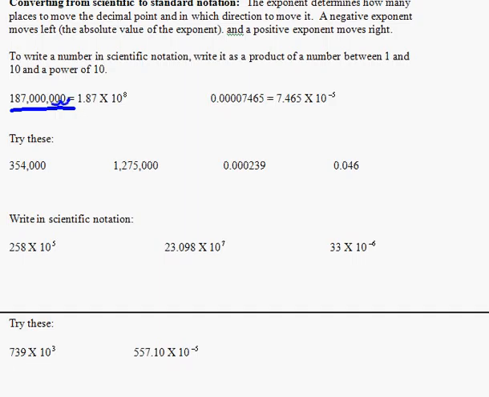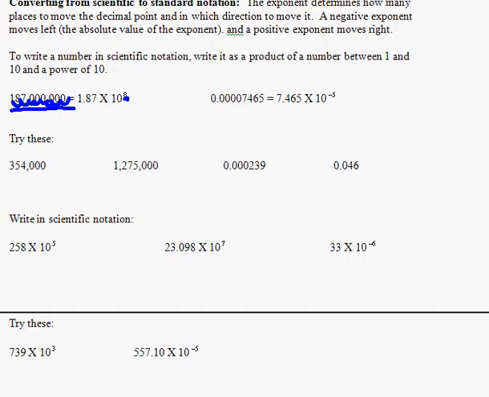So I had to move it 1, 2, 3, 4, 5, 6, 7, 8 places. I had to move my decimal point 8 places to get it from the end to behind the first non-zero digit. So that's why it's multiplied by 10 to the 8th power, and therefore I got 1.87 times 10 to the 8th power. I started out with a number greater than 1, so my exponent is positive. Before, when we had a positive exponent, we were changing it to standard notation.